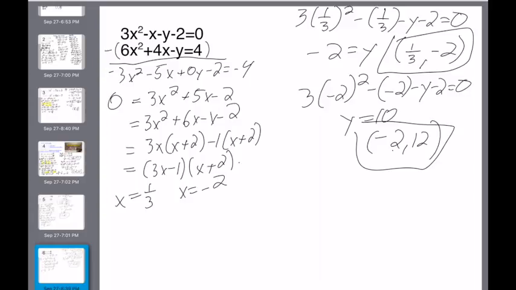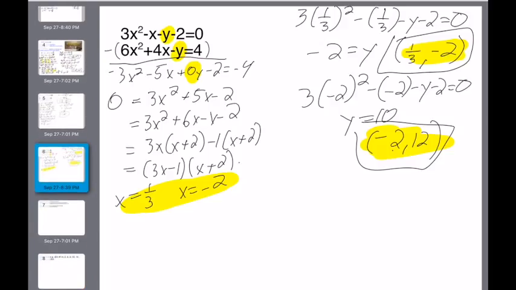Then with the next question, we saw that our y's already had the same coefficient, so we could just subtract right away and end up with negative 3x squared minus 5x plus 0y. Sometimes it's nice to just keep that in there so you know you didn't forget anything. Minus 2 equals negative 4. And again, factoring by grouping, working our way down, getting our roots, and then plugging these in to get our final solutions. So let's go ahead and move on to our word problem.